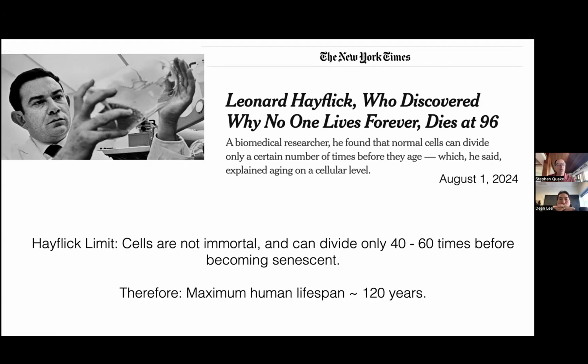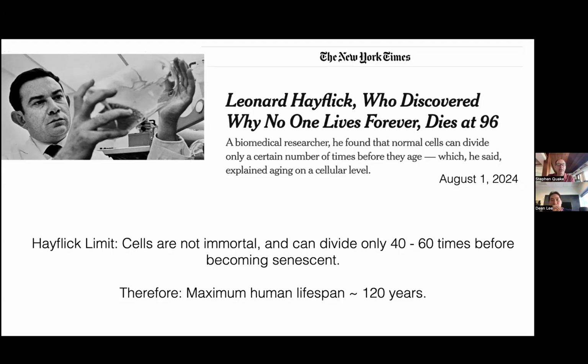And the sort of prevailing wisdom was that cells were immortal. They could divide in artificial culture forever. It turned out that was not true. And the experiments that seemed to indicate that all had flaws. There was contamination and things like that that skewed the interpretation. And Hayflick did the first really careful experiments that didn't suffer from those flaws. And he discovered that normal cells can only divide 40 to 60 times before they stop dividing. And then they're done. And they enter this state that he called senescence.